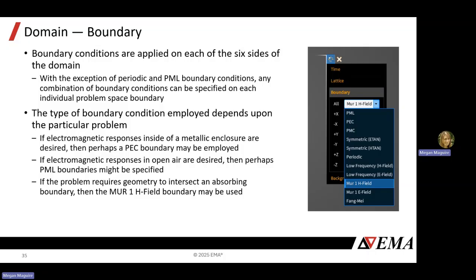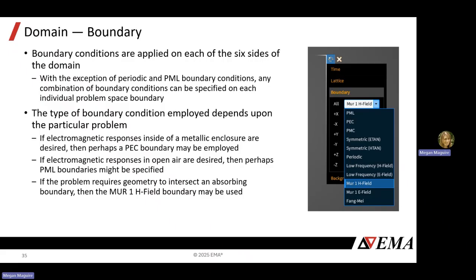For boundary conditions, there are 6 sides to your domain, and these can each have an individual boundary condition applied, with the exception of periodic and PML boundary conditions. Those do have some restrictions. The type of boundary condition you want to use depends on the type of problem you're looking at. If you're looking at a metallic enclosure or something over a metallic ground plane, you may use a PEC boundary. If you're looking at electromagnetic responses in open air, then PML boundaries may be used. That would be for something like HERF or EMP.